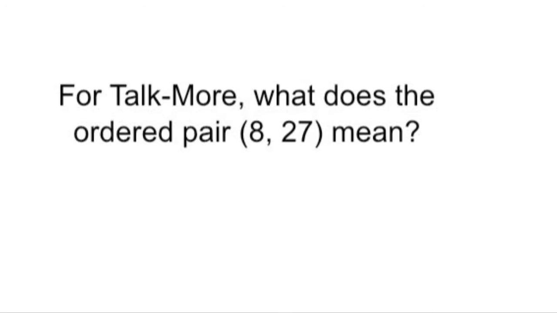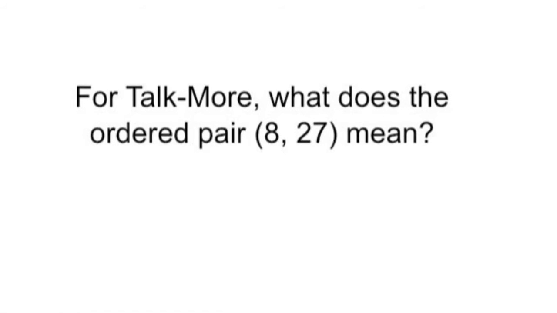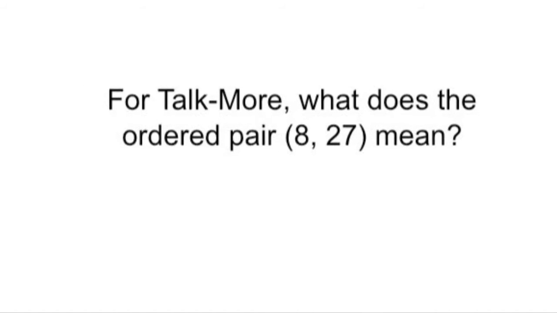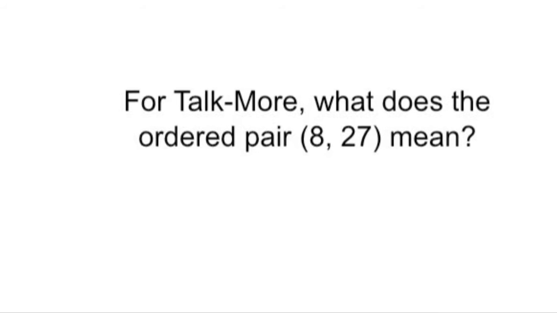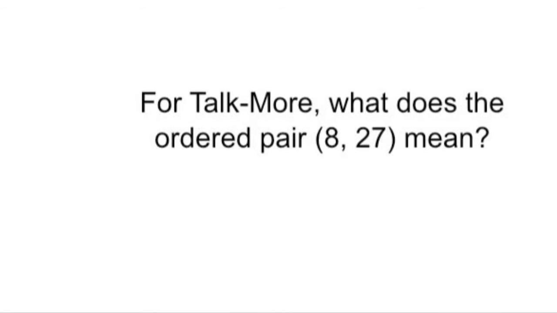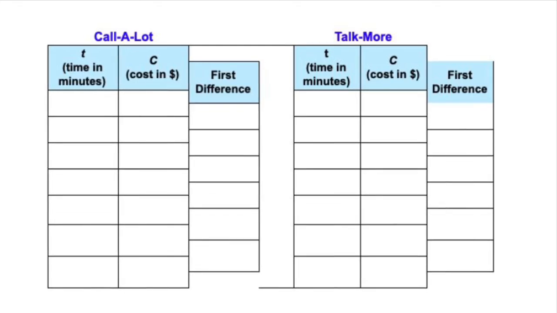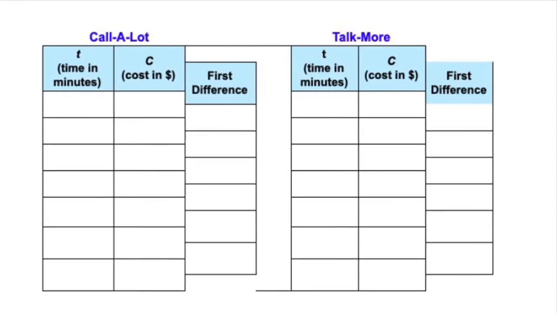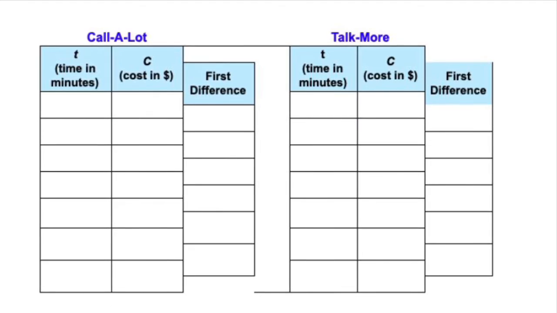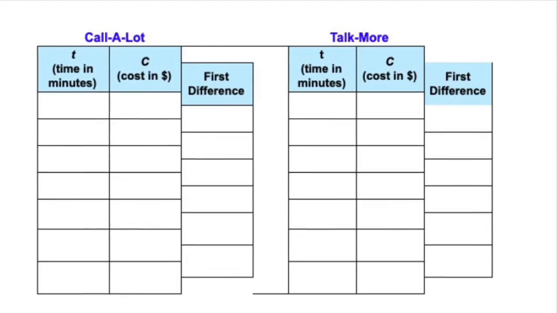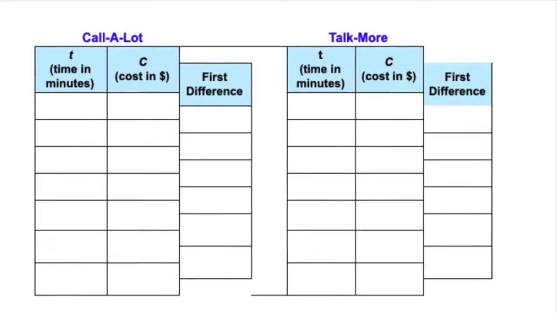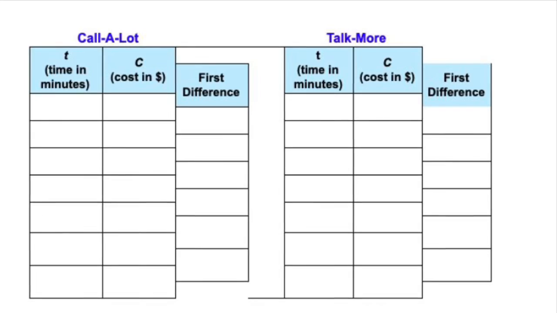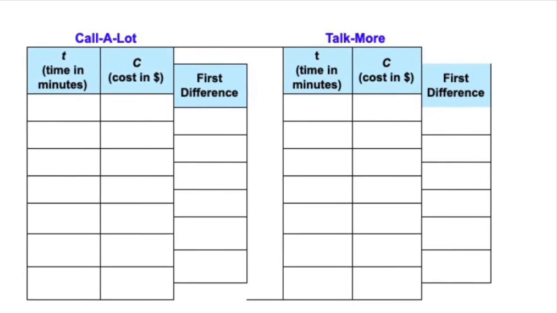We also want to know for Talkmore, that's the other company, what does the ordered pair 8,27 mean? As soon as we know what letter the 8 is and what letter the 27 is, that will be easy to answer. So let's look at our table of values just to make sure. Remember that the first number is the T and the second number is the C. So that means that if you talk for 8 minutes, the cost will be $27 for Talkmore. So that's what the 8 and the 27 mean.